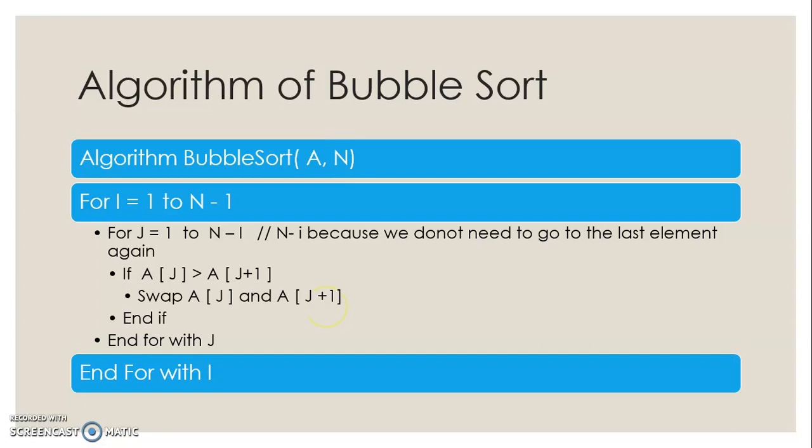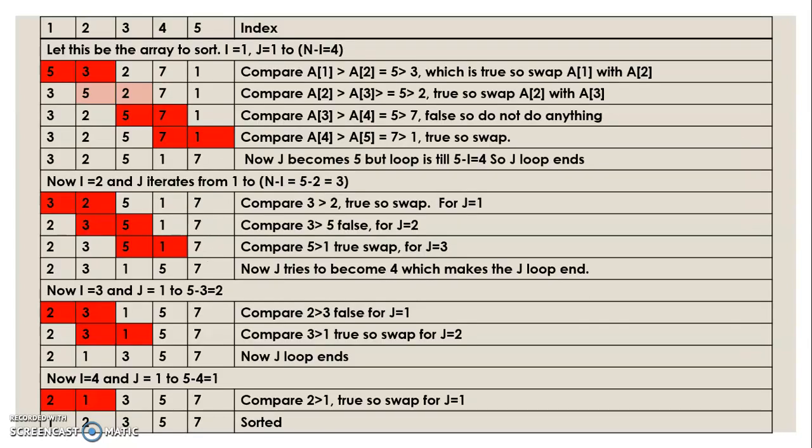You have one loop from 1 to n minus 1. The second loop is from 1 to n minus i. And within these 2 loops, we have an if statement which says if a of j is larger than a of j plus 1, then we will swap a of j with a of j plus 1. So as we can see in this example, we will come to this slide later.